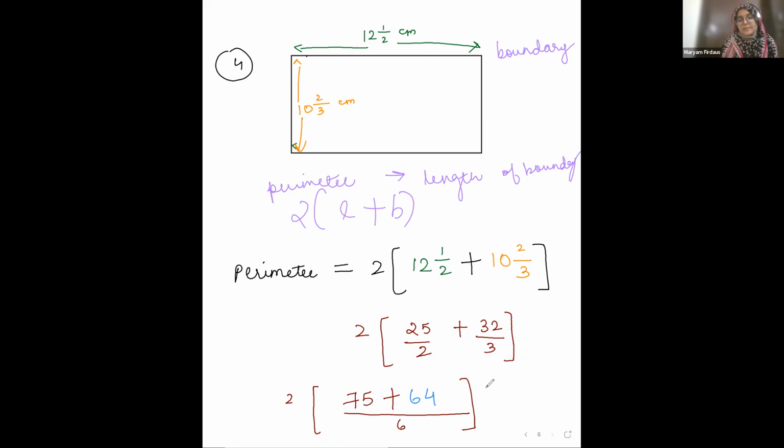So can you add them? Yes. 129 by 6. It's not 129, bacha. What is 7 plus 6? 13 by.